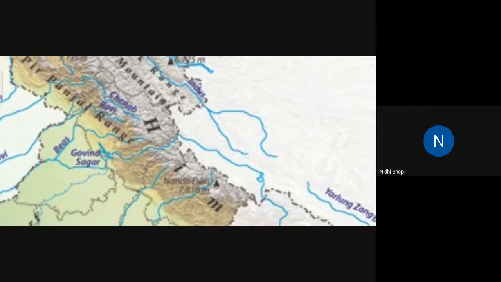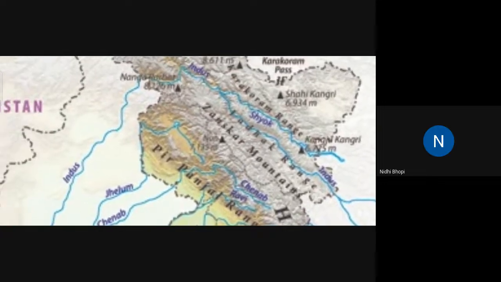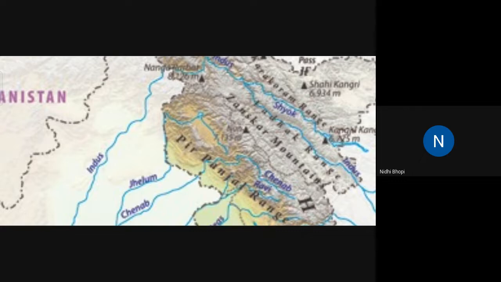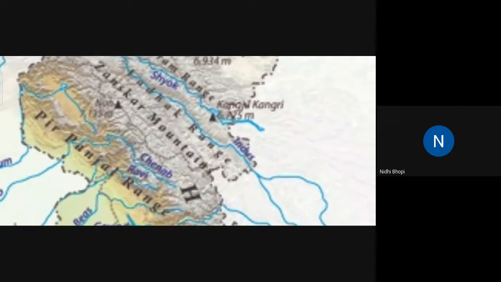Now, on my screen, you can see where the river Indus is rising. The Indus rises from Lake Rakas, and that lake is not in India, but at the back of this Himalaya. From Lake Rakas, the Indus rises, enters Kashmir, and then flows into Pakistan, isn't it? Then you can see other rivers: Jhelum, Chenab, Ravi, Beas, and Satluj.